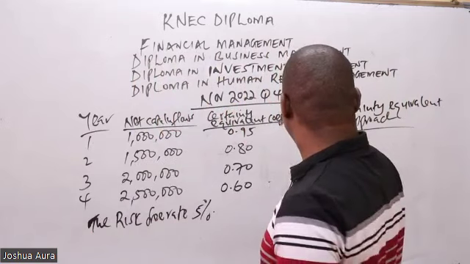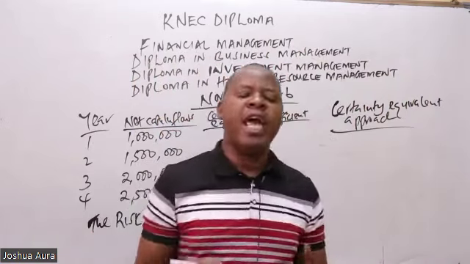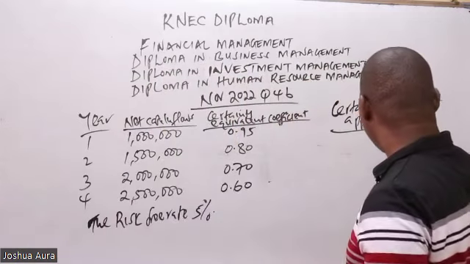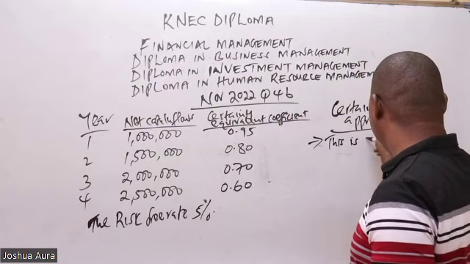So what does this approach entail? The certainty equivalent approach is a method.